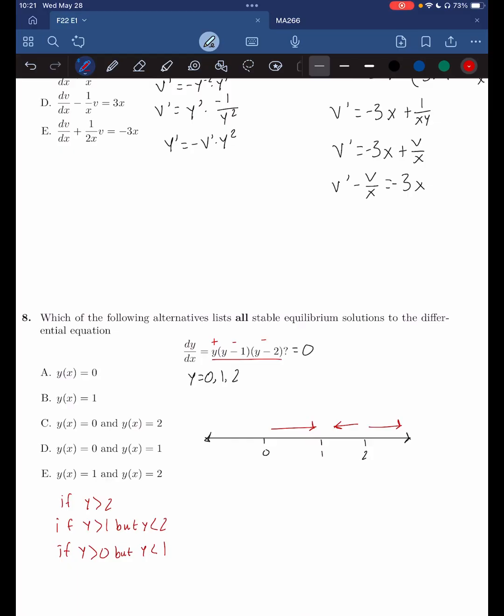Because we're looking for stable equilibrium solutions, we know 1 is a stable one, at least. Now we just have to check 0. What if y is less than 0? This one is pretty easy. These two stay as negative because, like minus 3 minus 1, minus 3 minus 2, those are both negative. But now this is also a negative. 3 negatives multiplied together make a negative number, which means this arrow points away from 0, making 0 unstable. Therefore, 1 is our only stable equilibrium solution. Means B is our answer.